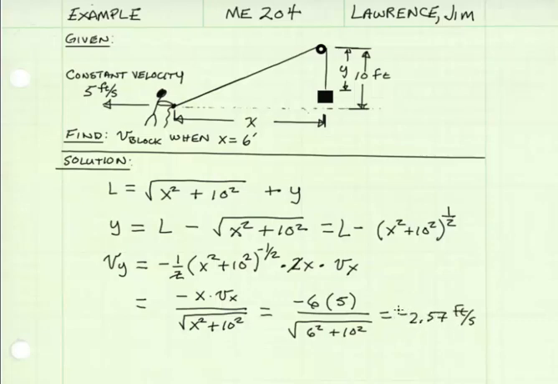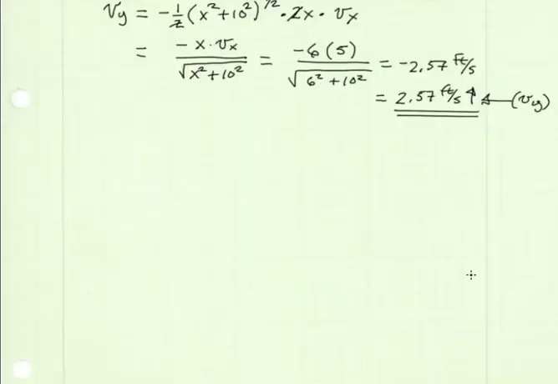The negative sign tells us that we're moving towards that pulley. If our x direction is moving away from the pulley, then our y direction must be moving towards the pulley. So we get 2.57 feet per second upward, which is our velocity in the y direction. We could continue this at this point and figure out what the acceleration is in the y direction as well.